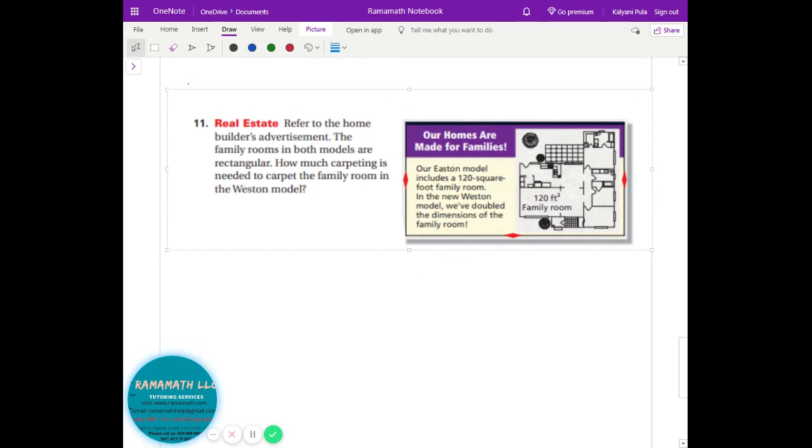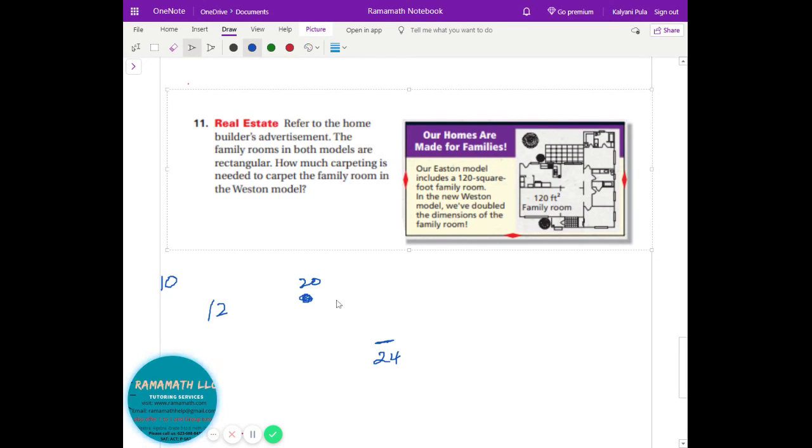Okay? Think about it. Now the room is 12 feet by 10 feet, that makes total sense, because this is 10 feet and this is 12 feet. But its dimensions are doubled. That means this becomes 20 feet, and this becomes 24. Make sense? Double means that.